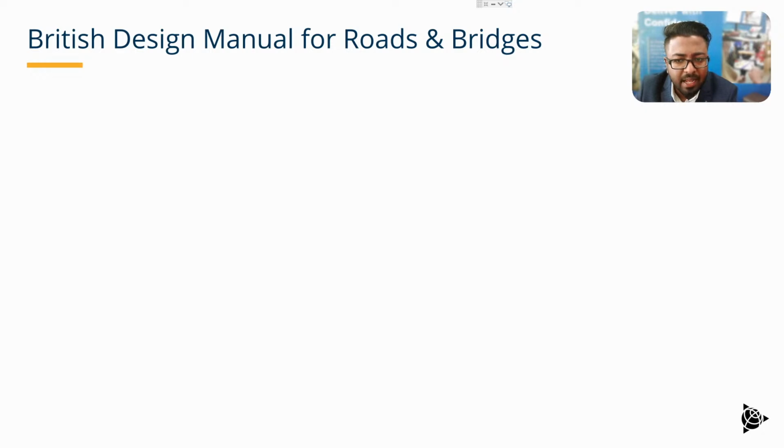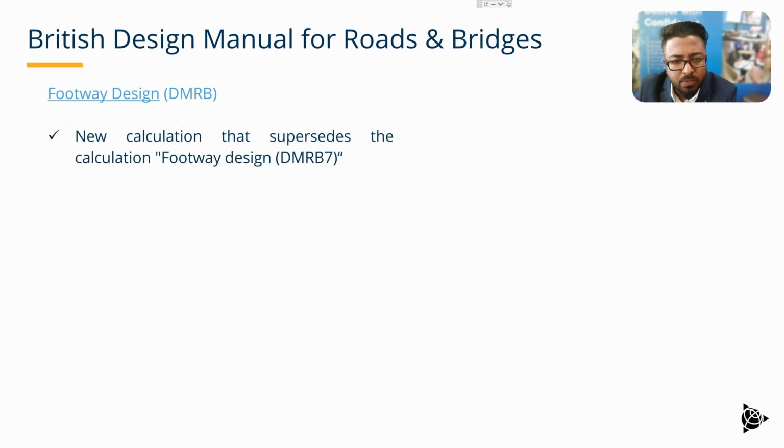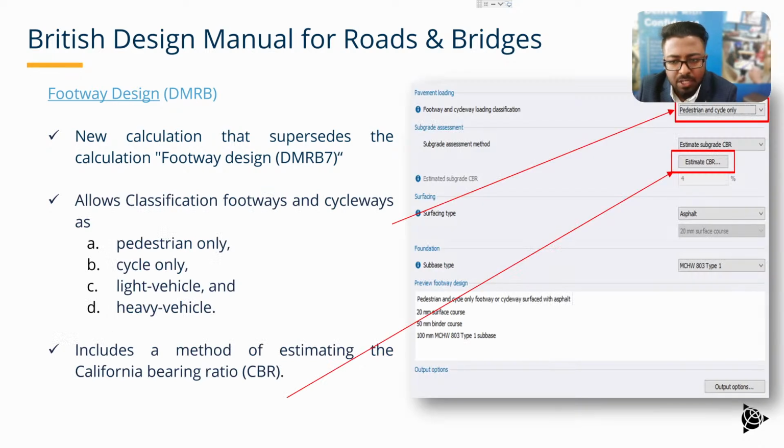The new footway design calculation has been included in the TEDS library, from where the calculation now allows the specification of footways or cycleways to be selected from the drop-down menu that you see here, where you can select the pedestrian only or the cycle only, light vehicle or heavy vehicle options. Similar to the highway design, it also has a method of calculating the California bearing ratio, which is a test widely used to determine the strength of the roads, as I said earlier. The California bearing ratio can also be individually assessed as a separate calculation, which is also included in the TEDS for your easy reference.